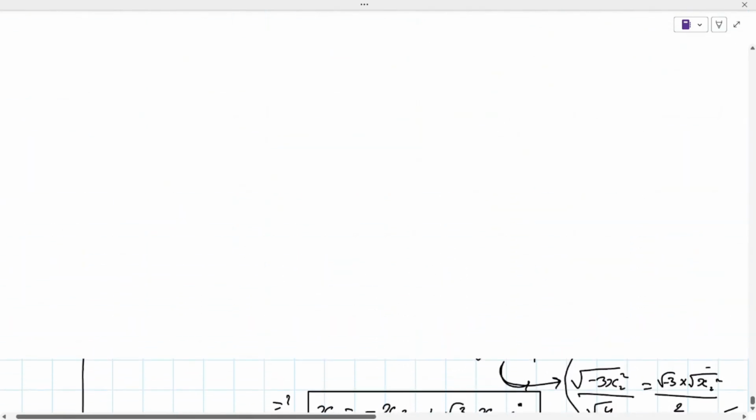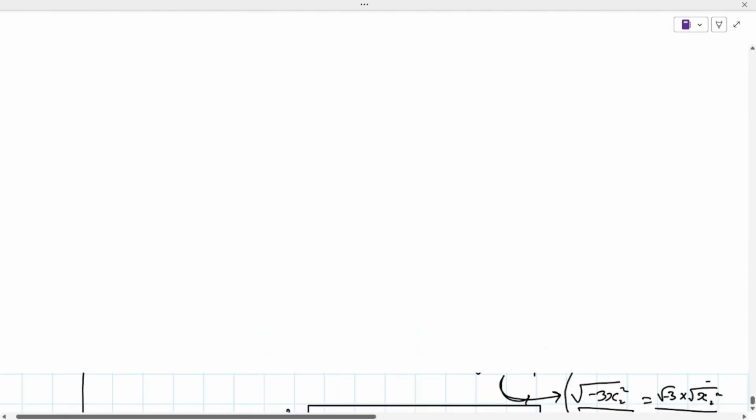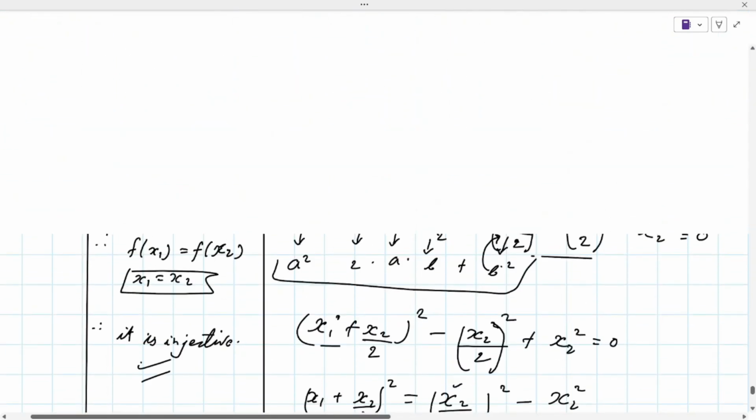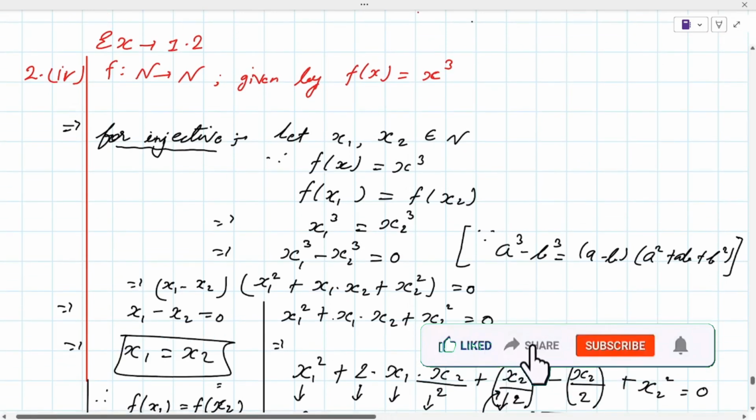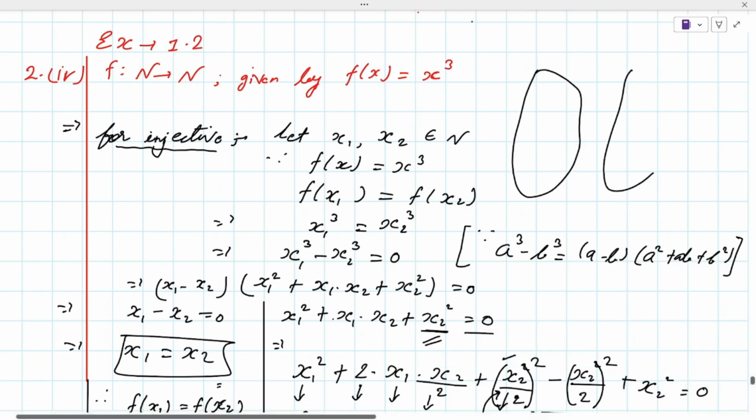Now let's see, I am summarizing it once again. See here how we will do it. This is the question. The function is from N to N, meaning we have two sets, the set X and the set Y. Both are natural numbers. The elements are natural numbers: 1, 2, 3, 4, 5, and so on.